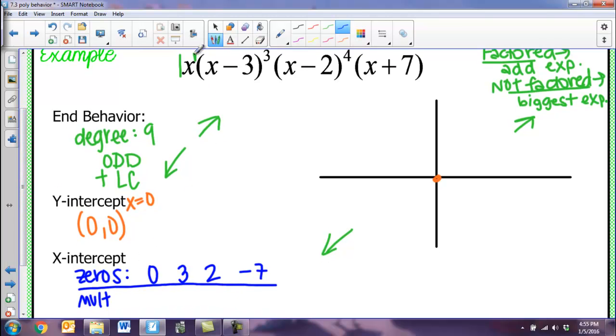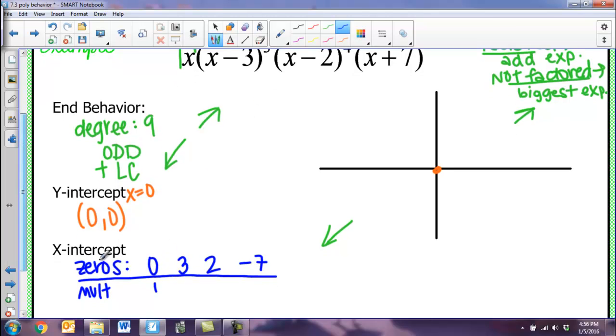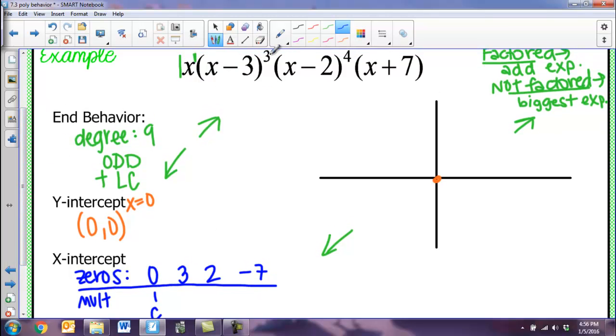So the multiplicity of this first one is just 1. It's the exponent on that term. And if it's just 1, what that means is that it's going to cross at that point. Okay, and we saw that it's going to cross that axis. Then we're going to have x. Okay, and then 3, if I look at that factor, this has a degree of 3, so the multiplicity is 3. That means that it's odd, but not 1, so it's going to wiggle there.